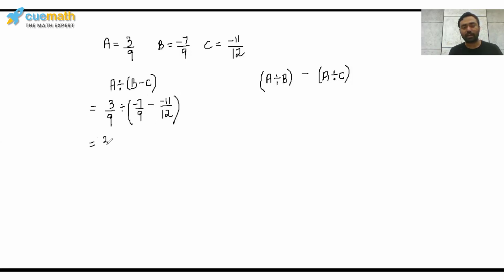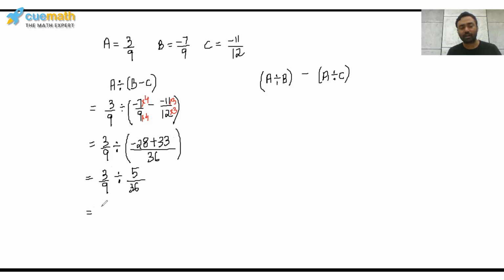Now let's solve the bracket first. So the LCM of 9 and 12 will again be 36. Now if we convert this into 36 by multiplying 4, we'll do the same here. Here we'll multiply 3 to get this converted into 36, and we'll do the same here. So now we are going to get negative 28, and this minus will get multiplied, and we are going to get plus 33. So here we get 3 over 9 divided by negative 28 plus 33 would give us 5 over 36. Now this division sign when converted to multiplication would become 36 over 5.